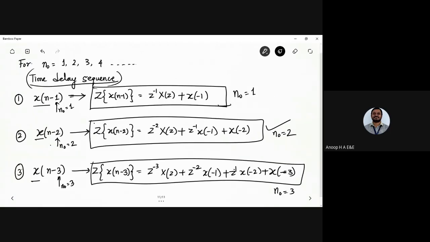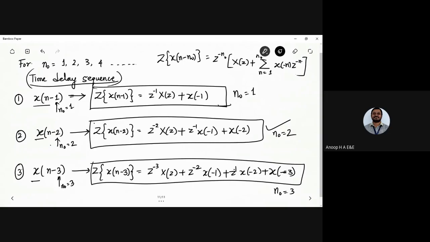Okay, so n naught value, as I already told you, this is how we are going to write it. So the general equation I'll be using here is x of n minus n naught, that would be equal to z power minus n naught x of z plus sigma n equals 1 to n naught, that is x of minus n z power minus n. So this is the sequence I'll be using when n is equal to 1, z power minus 1 x of z plus n is equal to 1 to 1.